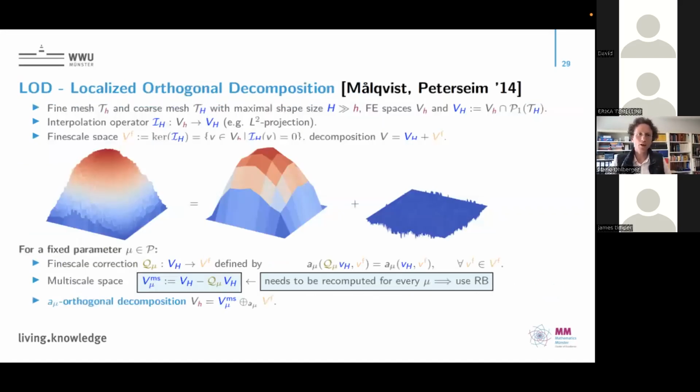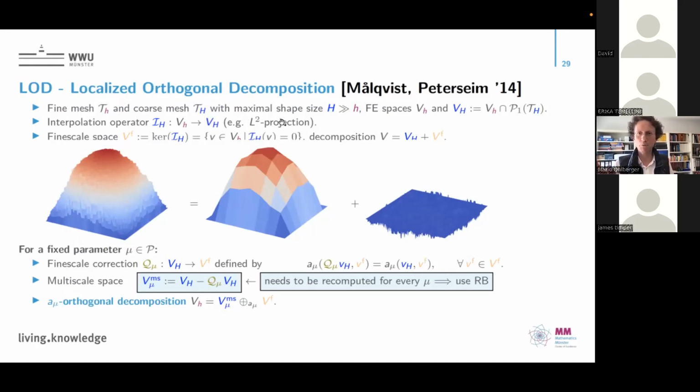So let's go to this local orthogonal decomposition method, which was introduced by Målqvist and Peterseim in 2014. The idea here is that you have a fine scale mesh, and you decompose into a coarse mesh and some fine scale part, which in the end should be orthogonal to the function space on the coarse mesh. This is done in the following way. First, you have a coarse scale interpolation operator, which acts from the finite element space on the fine mesh to the finite element space on the coarse mesh.